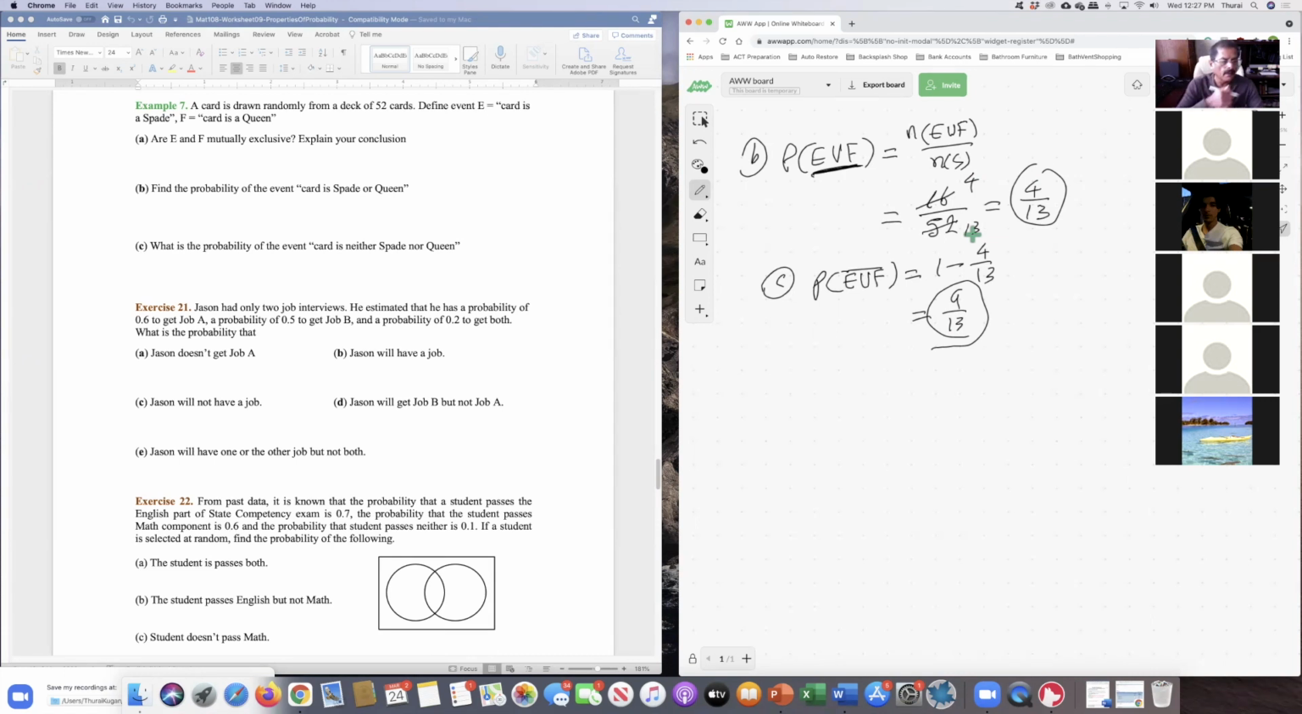All right. Going to exercise 21. It says Jason had only 2 job interviews, and he estimated that he has probability 0.6 to get job A, probability 0.5 to get job B, and probability 0.2 to get both. What is the probability that Jason doesn't get job A? All right, part A. Can somebody tell me what to do?